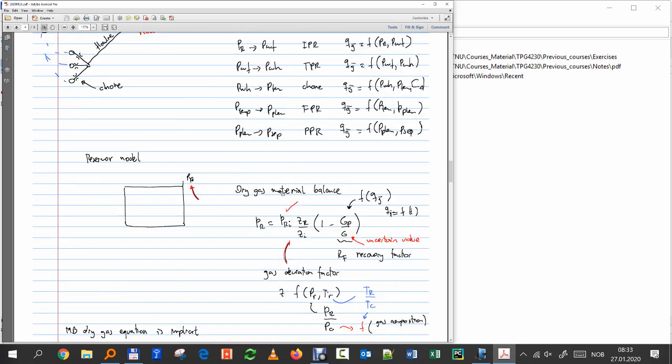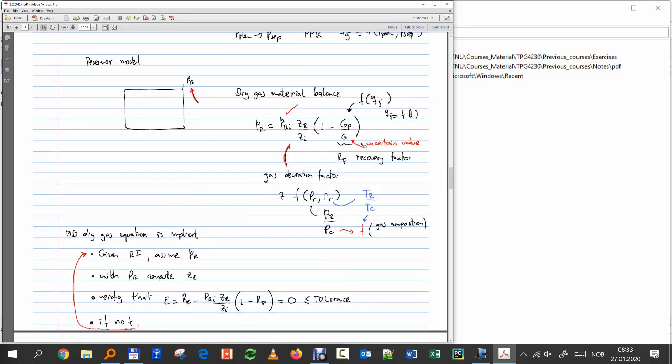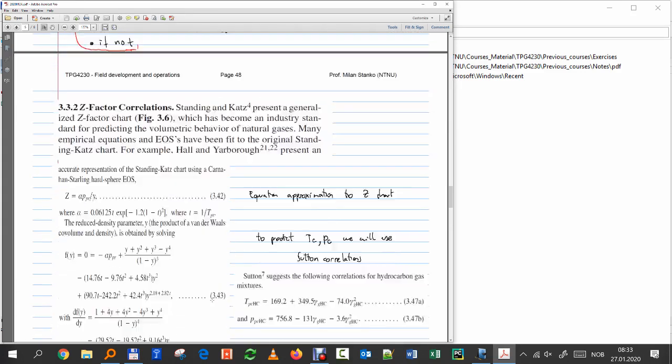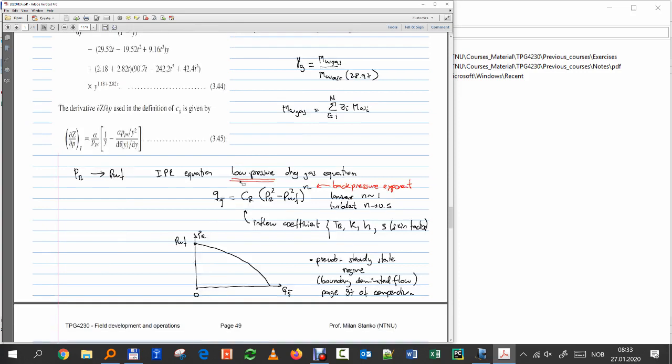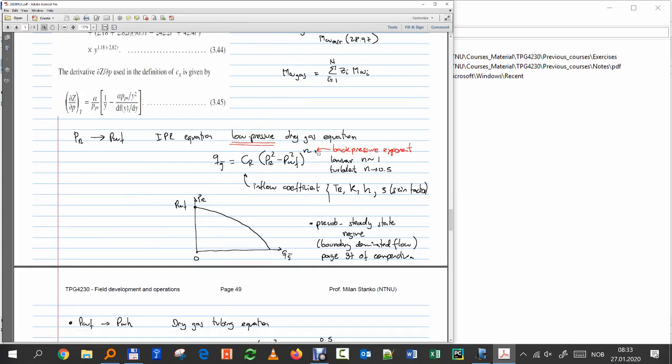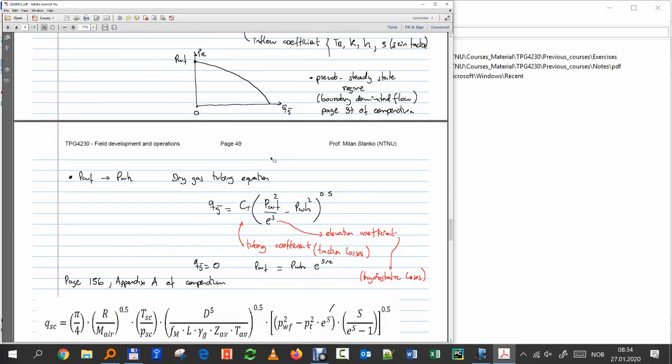Okay, then we talk about the equations we are going to use. The dry gas material balance, very simple equation, is implicit, but we got rid of that problem. The C factor, you already know how it looks like. Critical temperature and pressure. The IPR, I told you that's the low pressure. You probably on the exercise you get for home, you have to do it for medium high pressure, where the equation is slightly different.